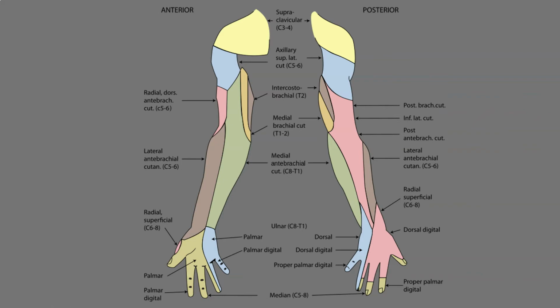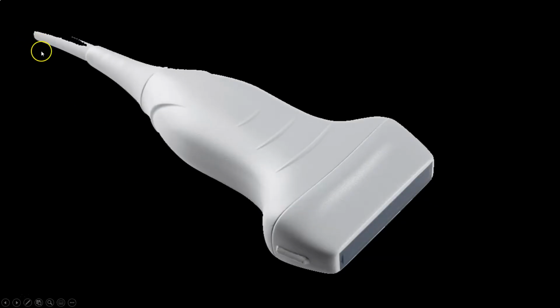So what do you need to do this type of a block? First and foremost, you need a linear probe. Now a linear probe, it looks like it has a straight line here. A linear probe is a high-frequency probe.